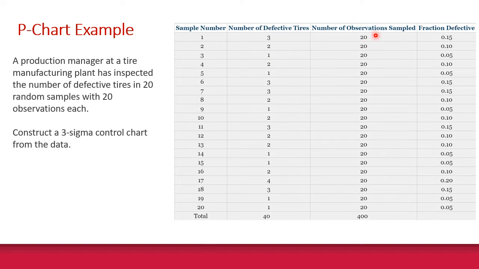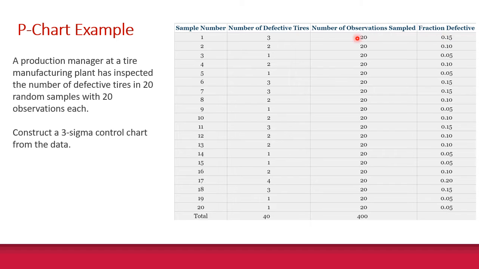Now this doesn't necessarily have to be the same. We could have done 24 samples over a 24-hour period, every hour, and pulled off 10 tires. So don't think that the sample number and the number of observations per sample have to be the same, because they don't. But let's say, for example, in the first hour we pulled off 20 tires, and we had 3 defective.